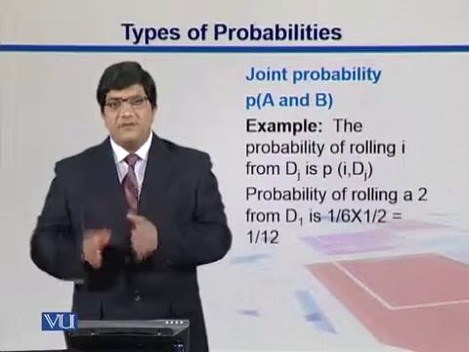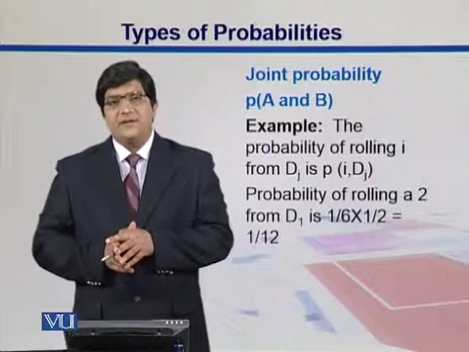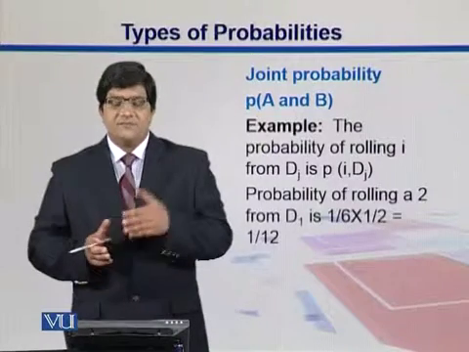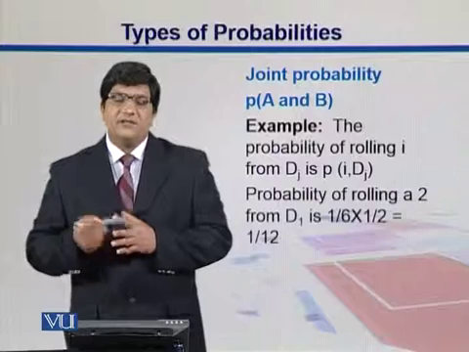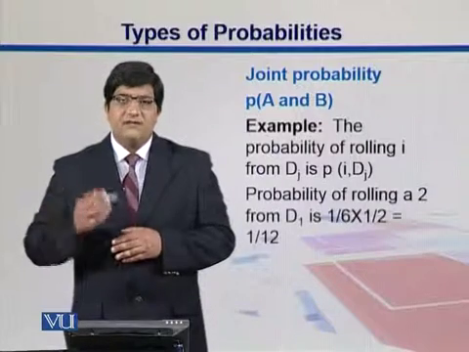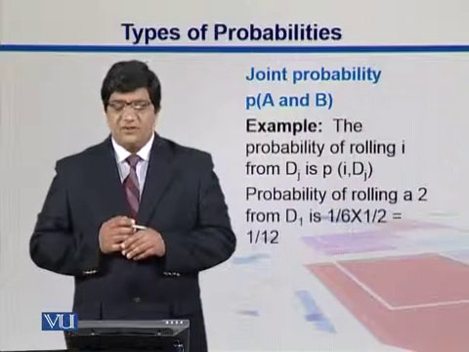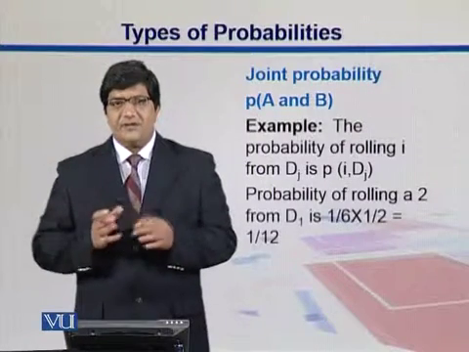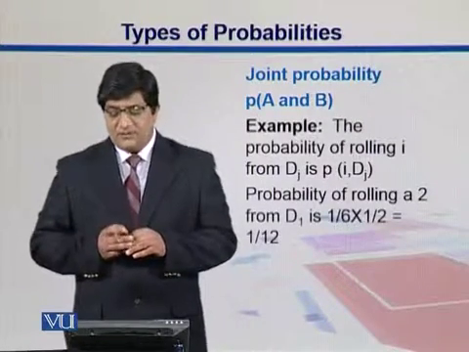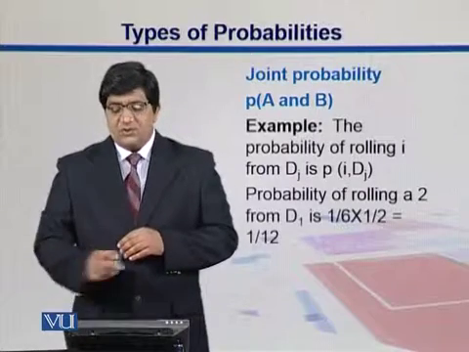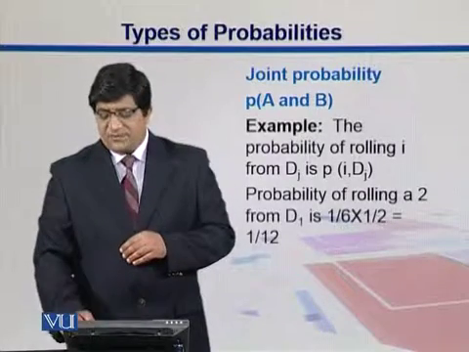So one is the probability of that individual die, and the second is the probability of seeing that number. The probability of seeing this number 2 within each die is 1 by 6. So if we want to take their joint probability, we can simply get their product, which is 1 by 2 into 1 by 6. So the joint probability here is 1 by 12.